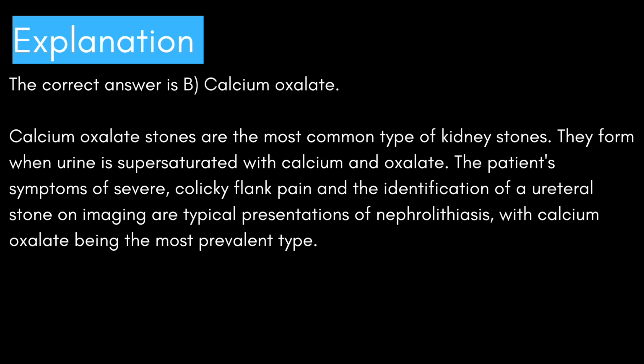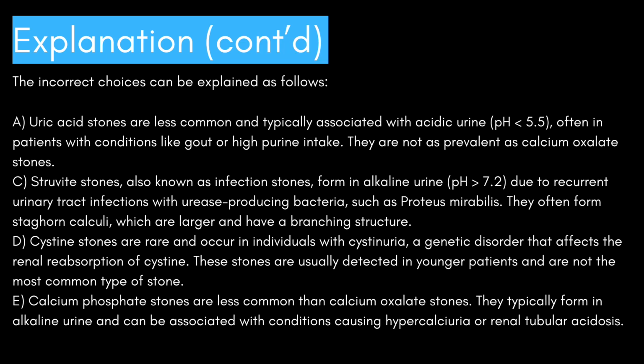All right, let's go ahead and see why the other answer choices are incorrect. The incorrect choices can be explained as follows. A. Uric acid stones are less common and typically associated with acidic urine, pH lower than 5.5, often in patients with conditions like gout or high purine intake. They are not as prevalent as calcium oxalate stones.